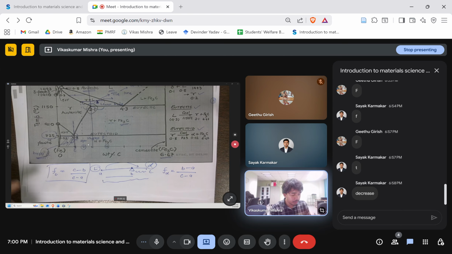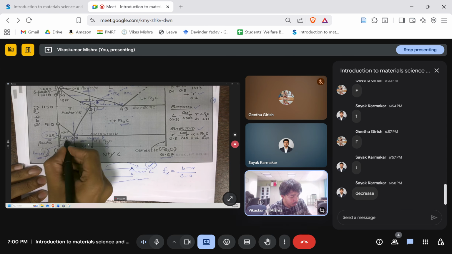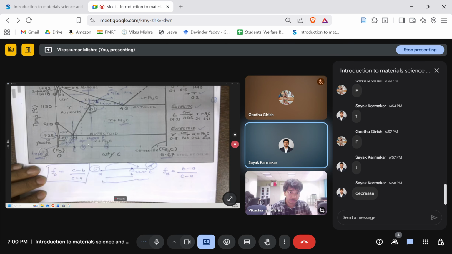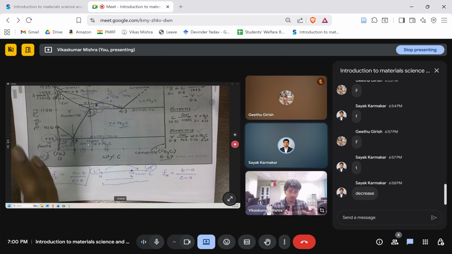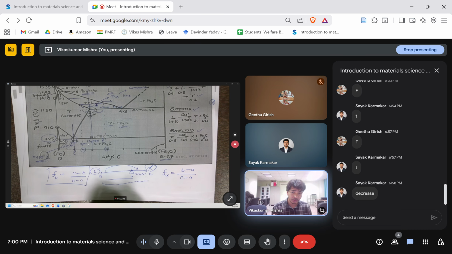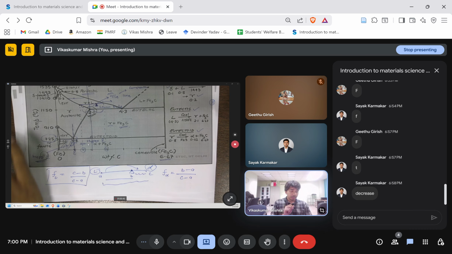You're talking about this is 0.02 and here it's 2.1. That is the question, right? Why is it varying? Is that the question? Very good. See, this is a very deep question, and it can be answered in terms of the structure.